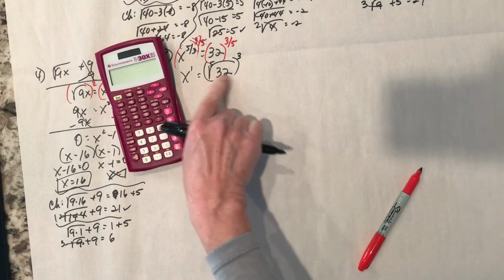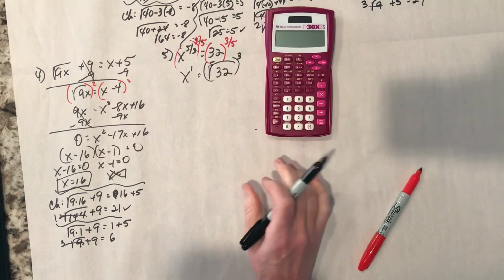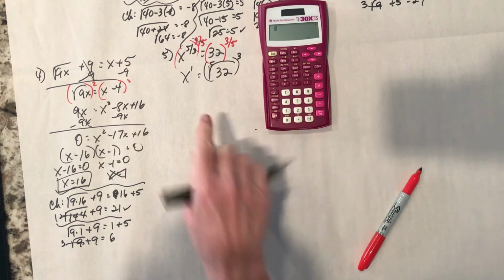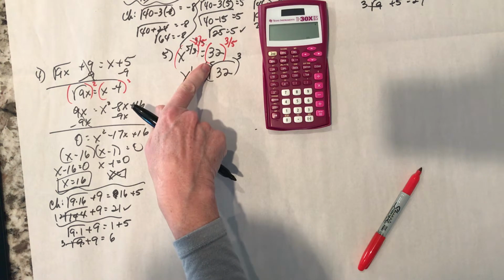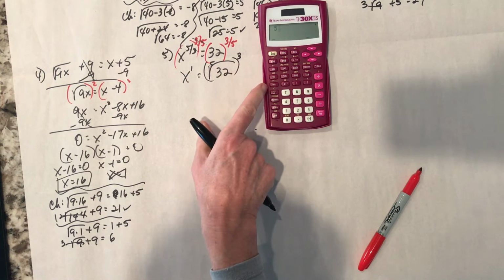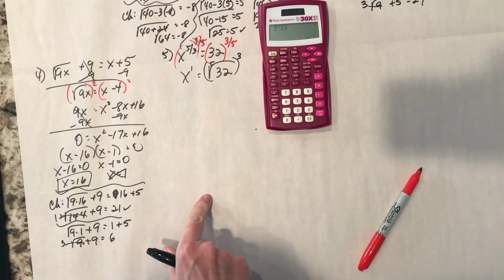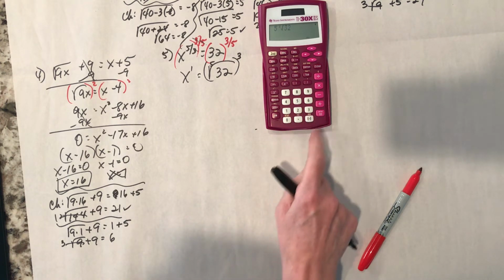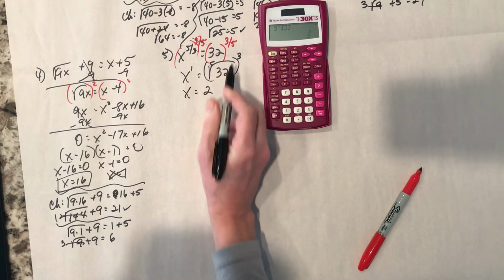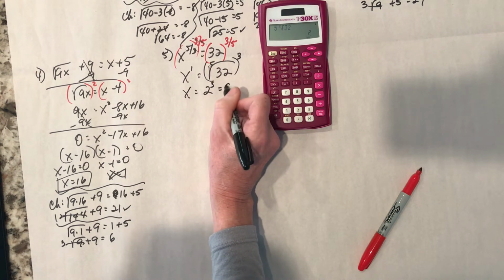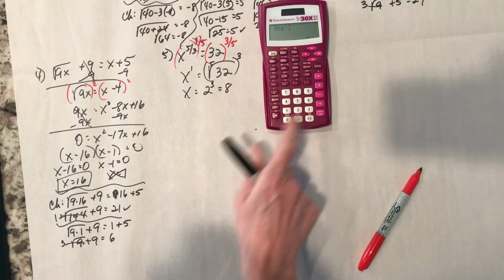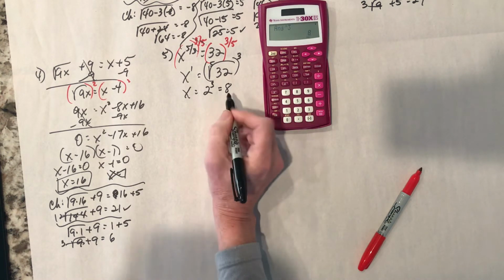I'm kind of hoping you're getting used to this idea, but if not, feel free to use your calculator. So we're going to put in the index first, put in the 5, then second caret will get you to 5th root of 32 equals, that gives you a 2. So 2 to the 3rd power, that's 2, 4, 8, or you can do 2 caret 3 equals 8. So 8 is the answer.